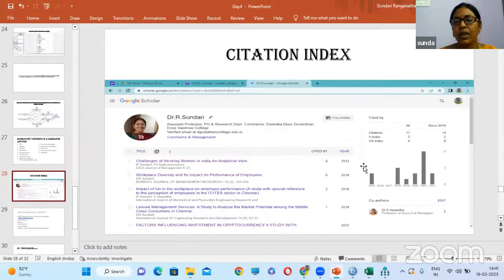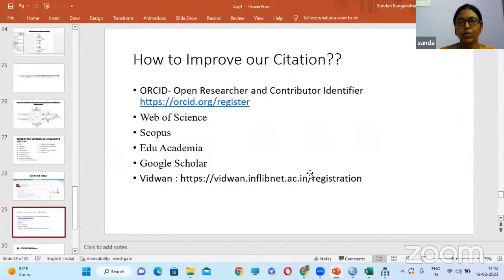As and when any one of your articles is cited by more than 10 people, you will get the i10 index. The h index is, if you get more than 20 citations, that will become 2 or 3. That is your h index, depending upon the number of citations for your articles. So what are we supposed to do?